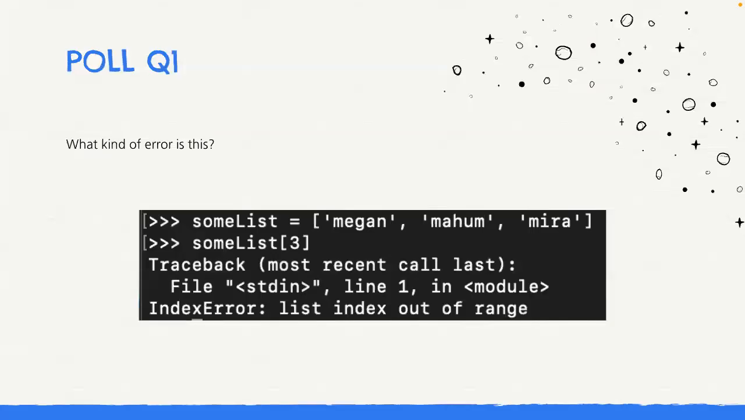Okay. So this is our first question. I put some code at the top and then it gave some error. So for the question, I want you guys to pick what kind of error you think this is, just based off of the picture. And if you're not sure, it's perfectly fine. You can guess.